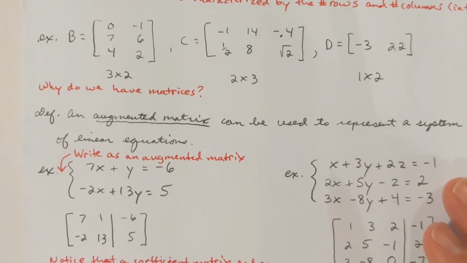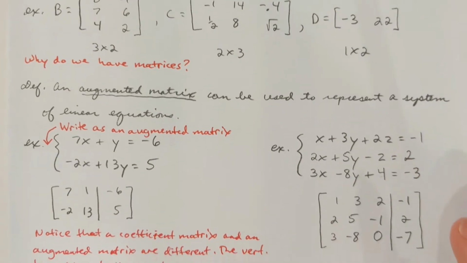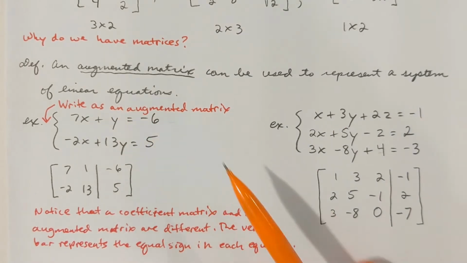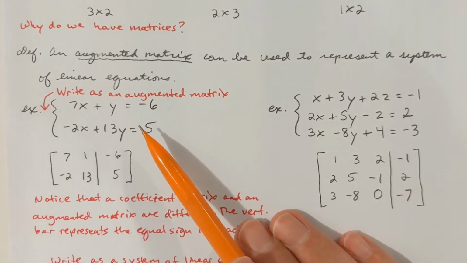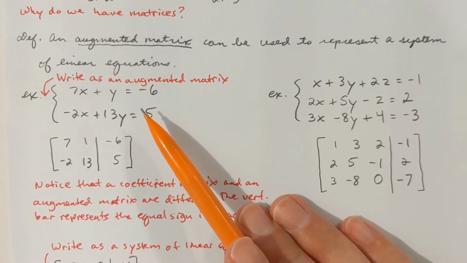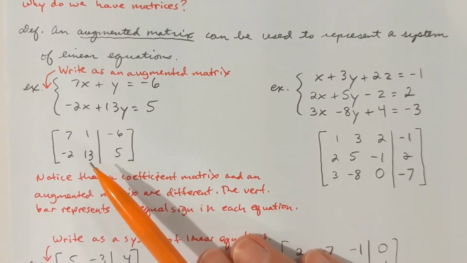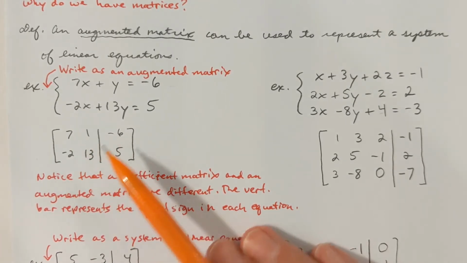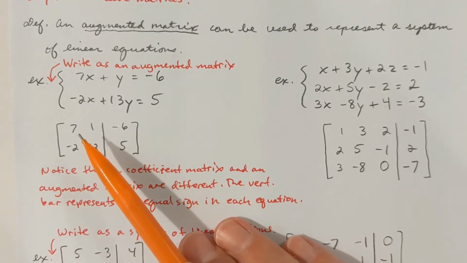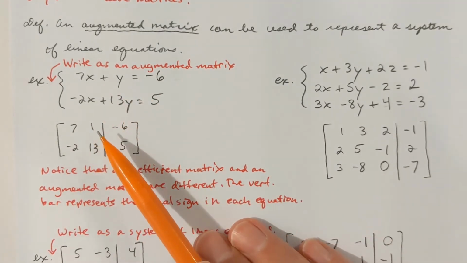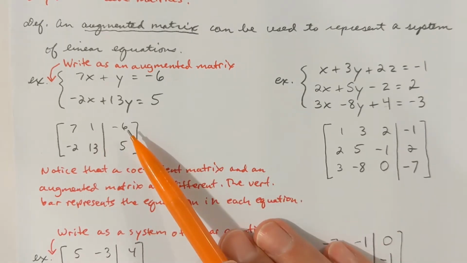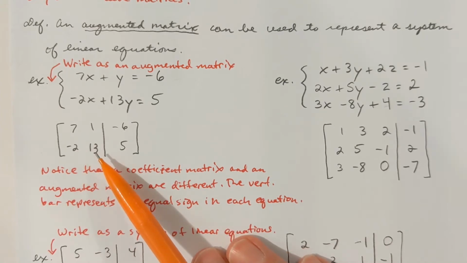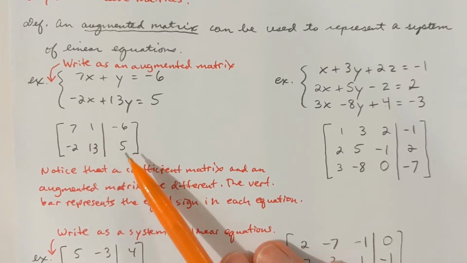Why do we have matrices? Well, the topic is systems of equations, and an augmented matrix can be used to represent a system of linear equations. Here's an example. Suppose that we have this system of linear equations, 2 equations with 2 unknowns. Now, in an augmented matrix, the rows represent the equations and the columns represent the variables. So in the first equation, I've got a 7 in front of x, a 1 in front of y, and then a -6 on the coefficient side. In the second equation, I've got a -2 in front of x, a 13 in front of y, and then a 5 on the coefficient side.